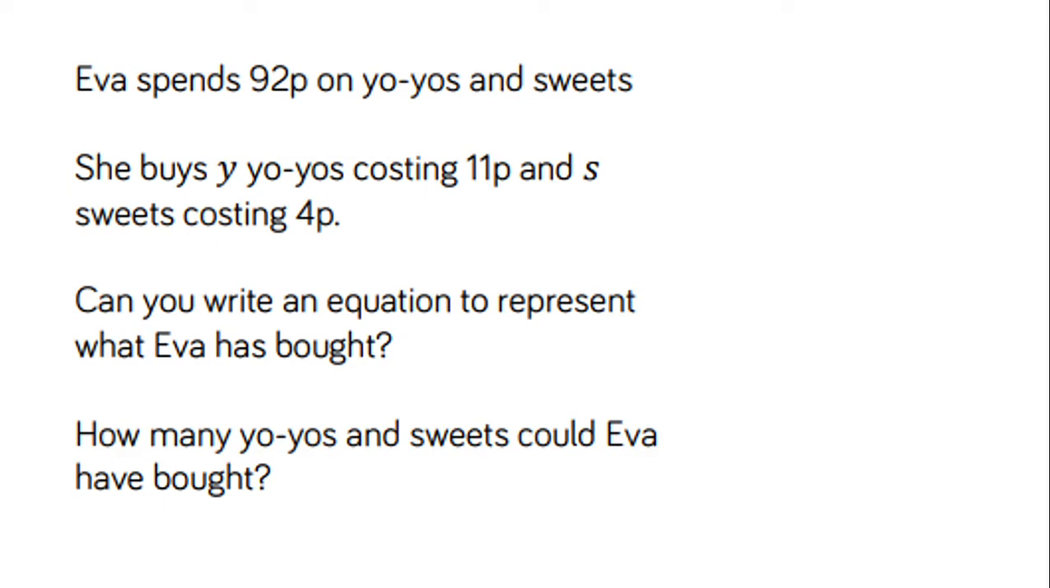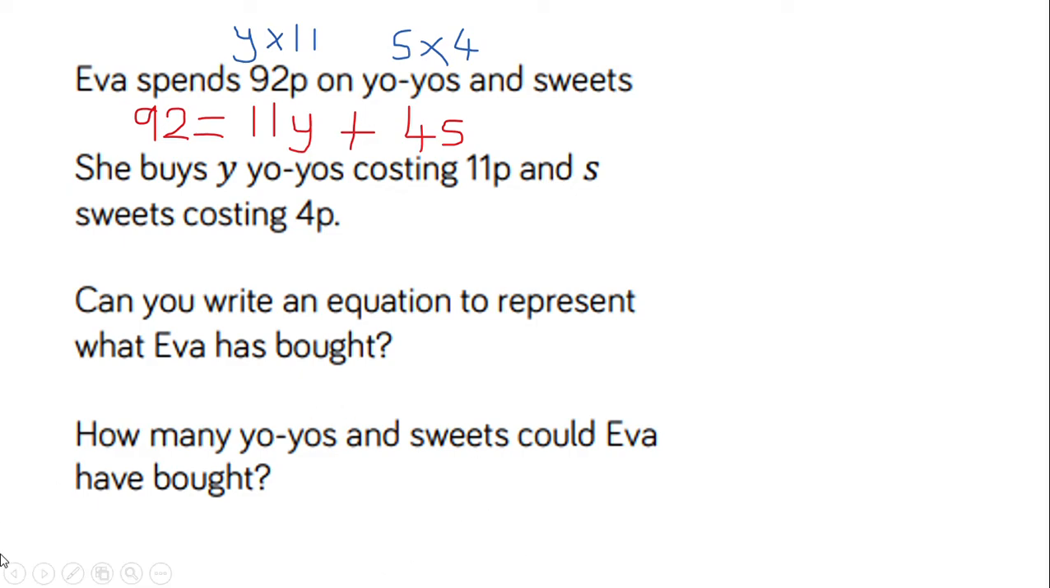Okay, so here we need to, first of all, work out what the equation might be. So we know that the yo-yos, Y, cost 11 pence. So that will be 11 times Y, or 11Y, we'd write that as. And you know that she has S sweets costing 4p. So that's 4 lots of S. So here 92 equals 11Y plus 4S, where 11Y is Y times 11 and 4S is S times 4.